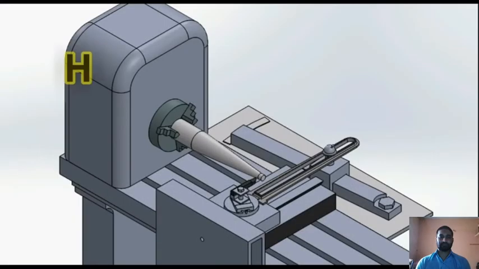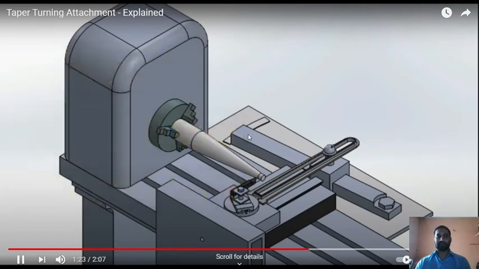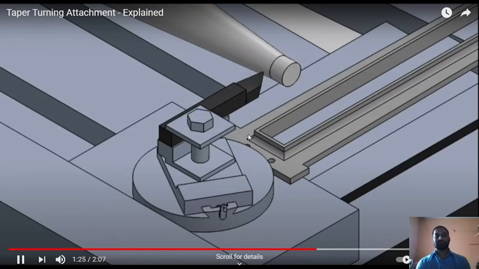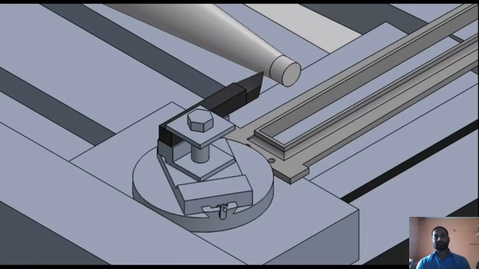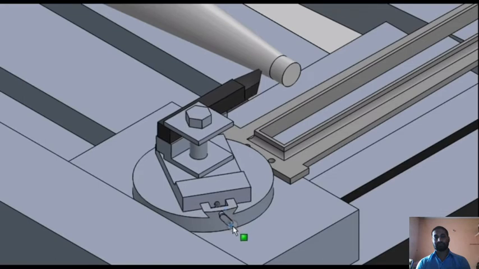So that's cool, but how do we change the tool's depth of cut, now that the cross slide is disengaged? Well, that job is taken up by the compound slide. The compound slide can be used to advance the tool post and change the depth of cut as required.